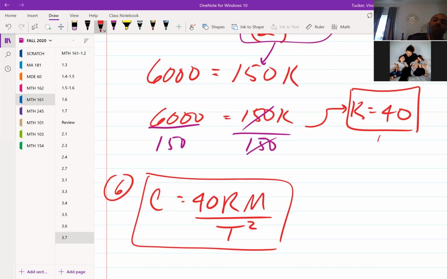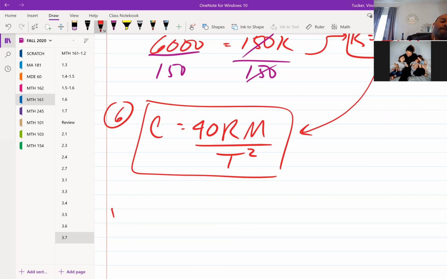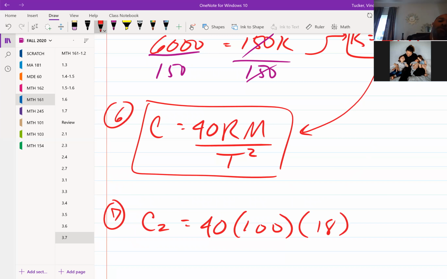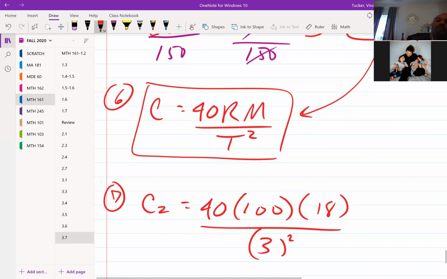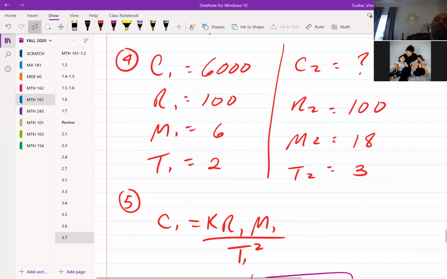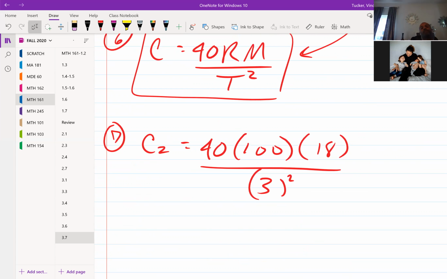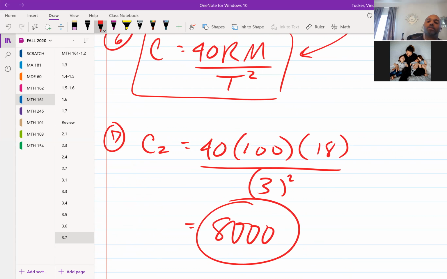All right, so that is your new equation with K in there, and now we can plug in the values for R, M, and T using that second set of information to find the new centrifugal force. It was 18, it was 3 squared. Make sure I have 18, 3. Yep. All right, simplify that. 3 squared is 9. 9 goes in 18, 2. That's 200, 2,000, 8,000. So 8,000 dimes. Let me make sure. Yep. So the centrifugal force would be 8,000 dimes.